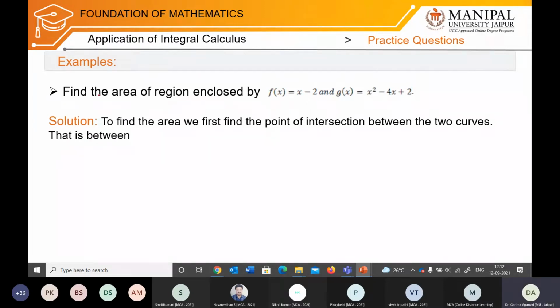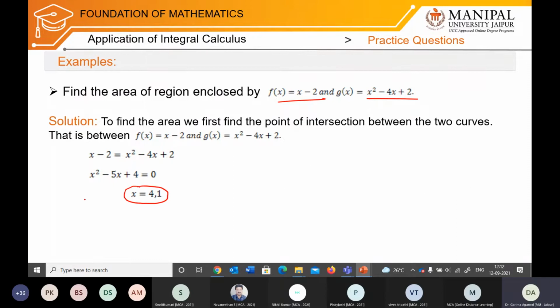Now, in the next question, we need to find the area of the region enclosed by these two curves, x minus 2 and x square minus 4x plus 2. First of all, we need to find the point of intersection between these two curves. How can we find the point of intersection? We'll equate these two equations. x minus 2 is equal to x square minus 4x plus 2. We just equate these two equations and get the intersection points 4 and 1.